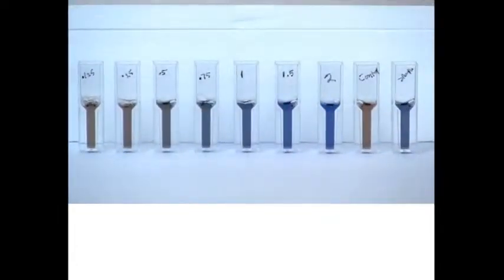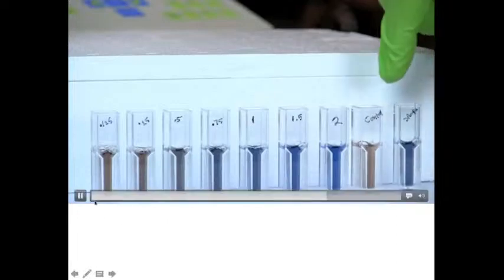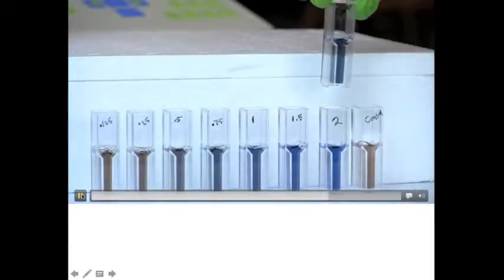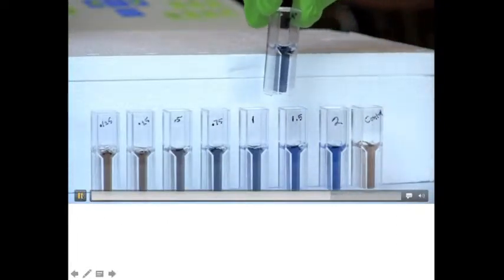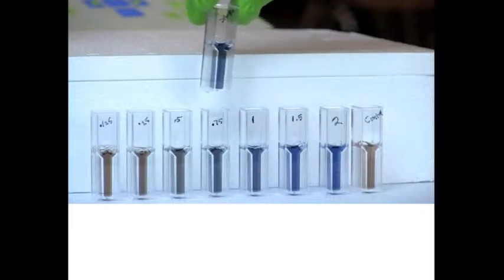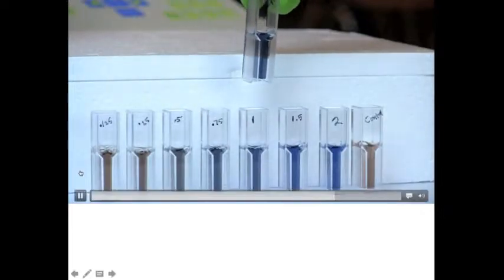After 5 minutes, visually compare the cuvette containing the milk sample to the cuvettes containing the protein standards. Determine the standard that most closely matches the color of the milk sample. Estimate the protein concentration of the milk sample.